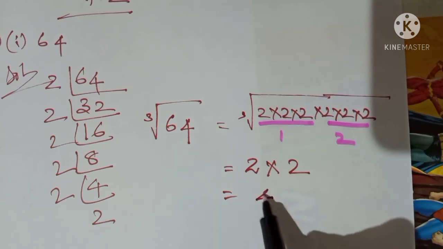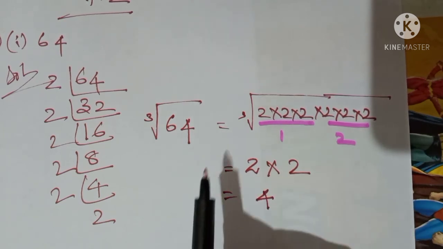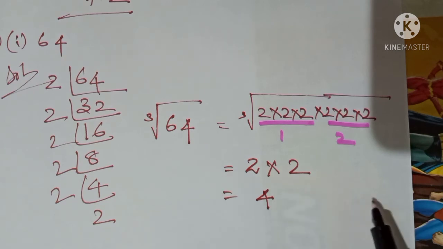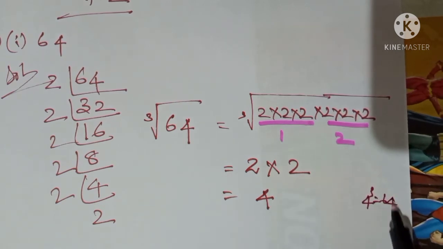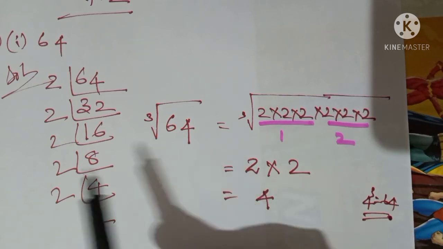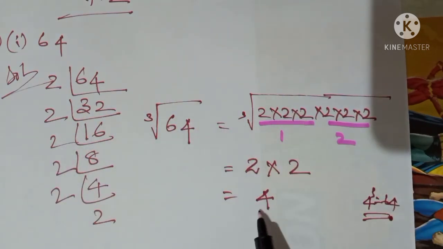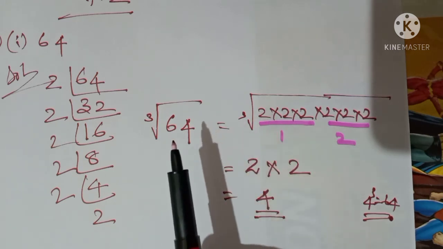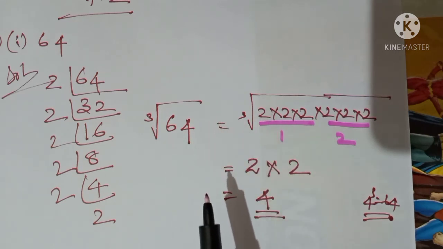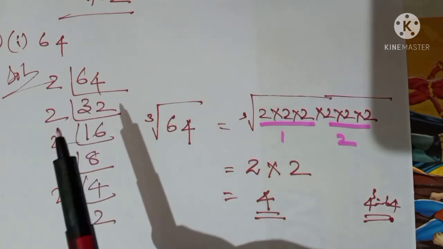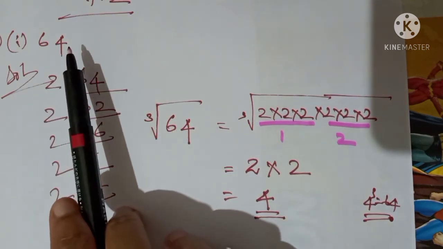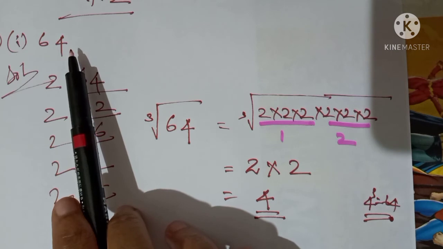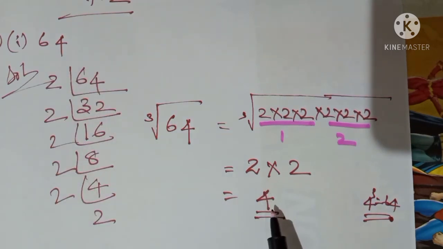2, 2s are 4. So what is the cube root of 64? Because 4 cubes are 64, right? You all know. So when we apply prime factorization method, we are getting 4. Find the cube root of each of the following numbers by prime factorization method. That is the question. So you want to find the cube root for the given number 64. So what is the cube root of 64? 4. Okay, we got the answer. Now we'll see one more problem.